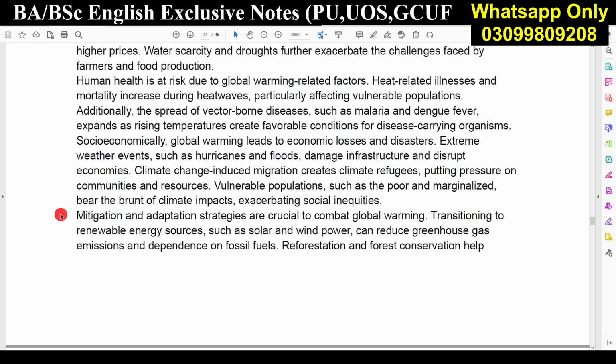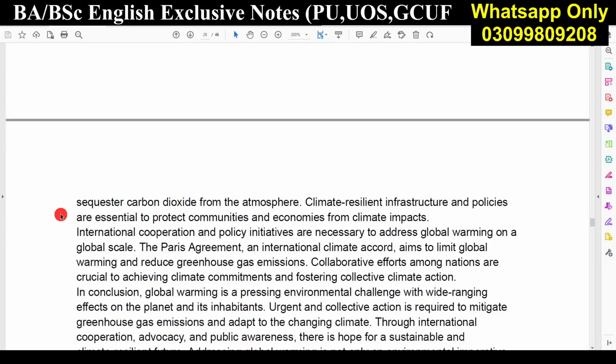Mitigation and adaptation strategies are crucial to combat global warming. Transitioning to renewable energy resources such as solar and wind power can reduce greenhouse gas emissions and dependence on fossil fuels. Reforestation and forest conservation help sequester carbon dioxide from the atmosphere. Climate resilient infrastructure and policies are essential to protect communities and economies from climate impacts.